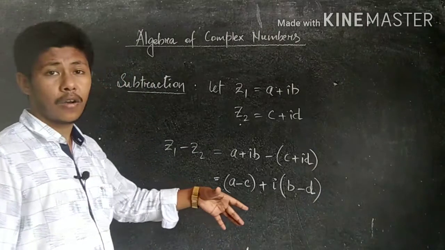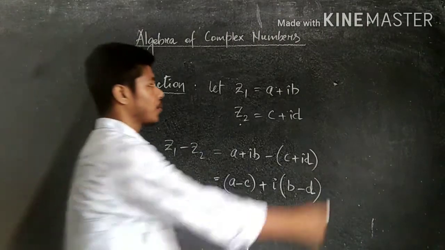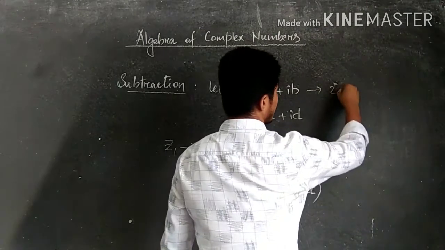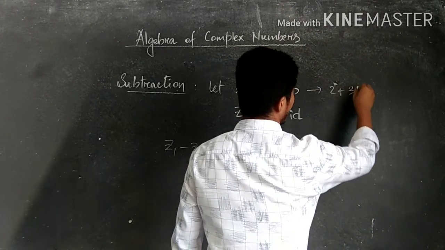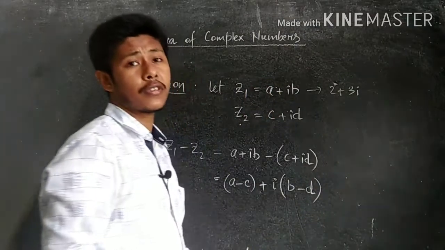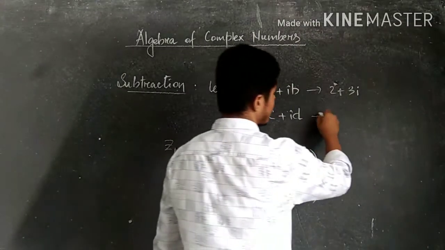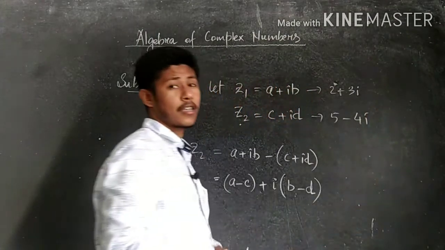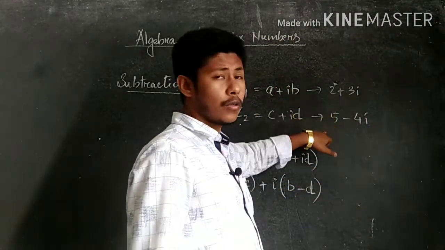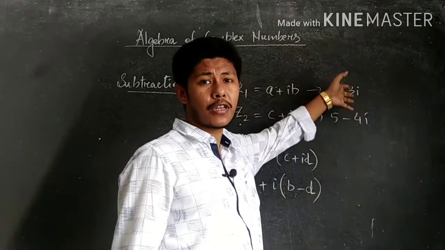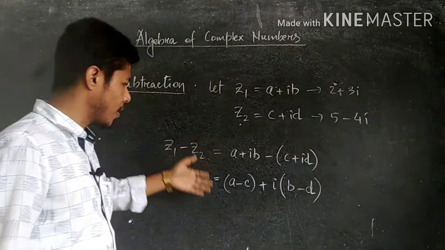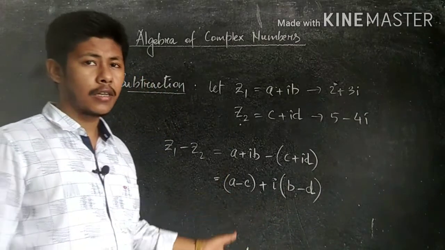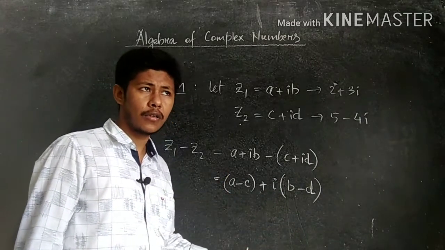In general, or if we consider some example, suppose 2 plus 3i, or another example, suppose 5 minus 4i. So now in this case you see we can easily calculate this too. If we add or subtract, then obviously we get some results. Here we consider some variables, so that's why we keep the answer in this way. Is it clear? All of you understood?